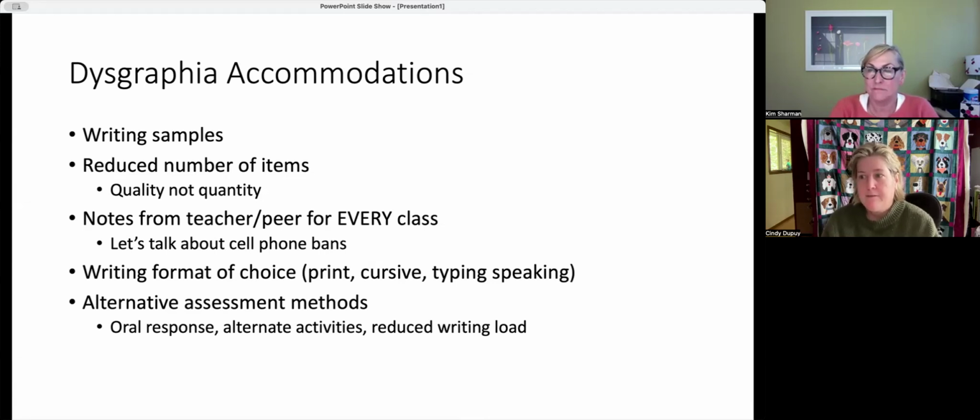But another alternative for a human scribe is speech to text. So you dictate into the computer, and that is pretty much built in on every device these days, from phones to desktop computers to tablets. The accessibility features have that in there. The quality can vary, but there's no reason not to have that as an option for kids. But again, you'd have to make that accommodation so the person could be in a quiet space and do it. All right. Notes from teacher slash peer for every class.